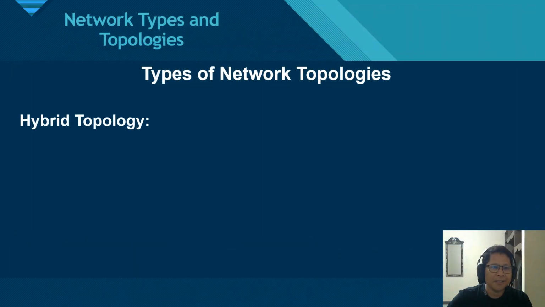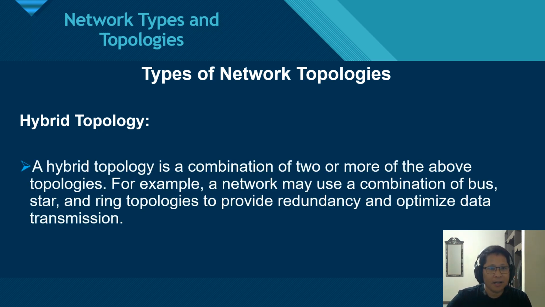Okay, now the last type is the hybrid topology. A hybrid topology is a combination of two or more of the above topologies. For example, a network may use a combination of bus, star, and ring topologies to provide redundancy and optimize data transmission. So to understand this better, let's proceed with our demonstration on the Cisco Packet Tracer.